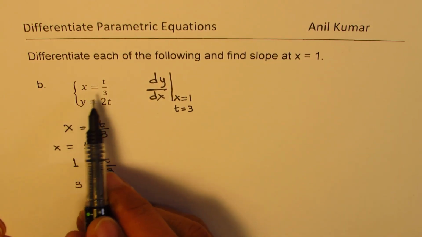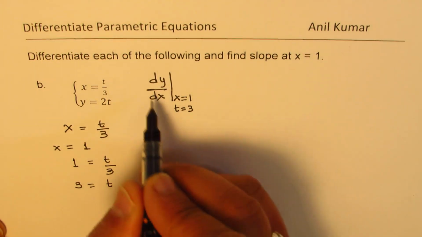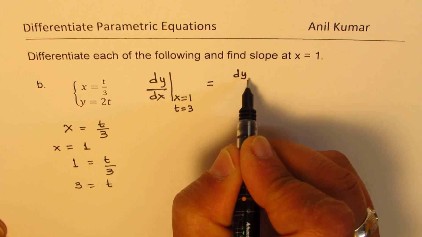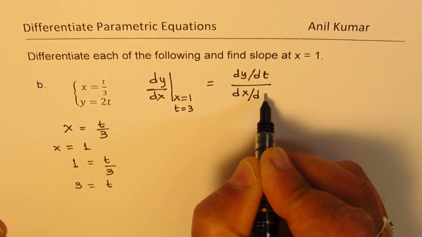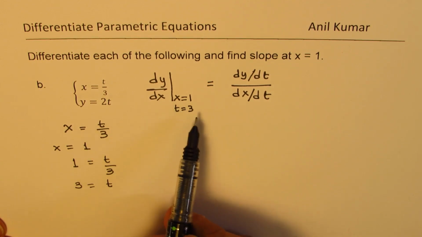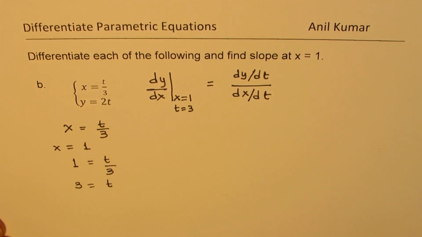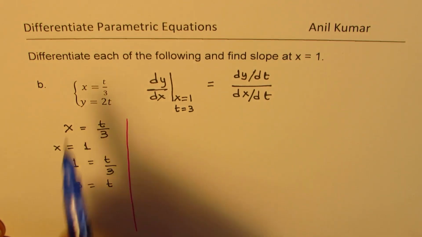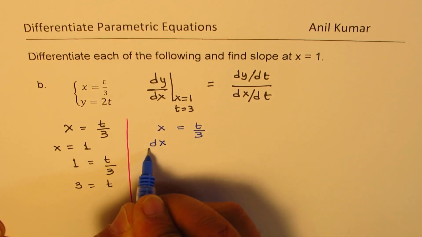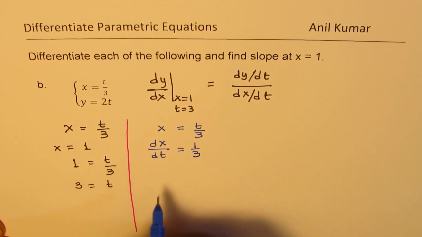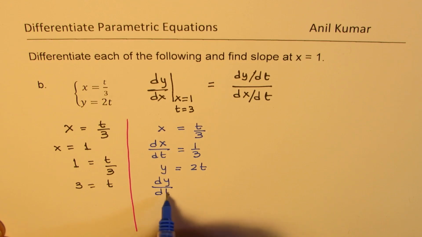Now, as we did earlier, let's differentiate both sides with respect to t and get our solution. So the idea here is that this derivative is equal to dy dt over dx dt, correct? So that is how we are going to get this derivative, and then we'll substitute the value of x as 1 or t as 3 to get our answer. Clear? So let's do the process. We are given x is equal to t over 3. So differentiating with respect to t, we get dx dt is equal to 1 over 3, right? As far as y is concerned, we know y is equal to 2t, so dy dt is equal to 2.